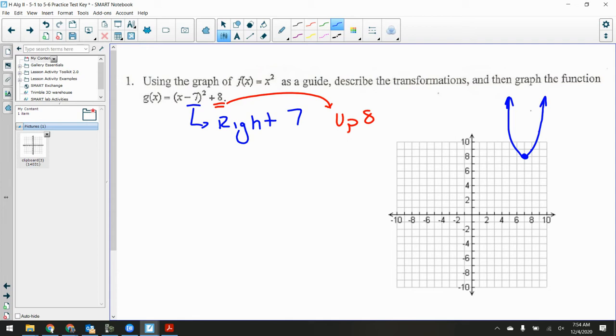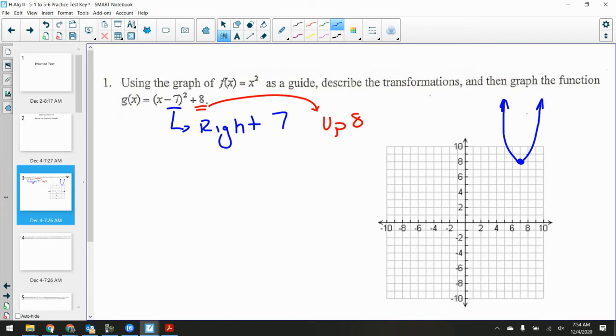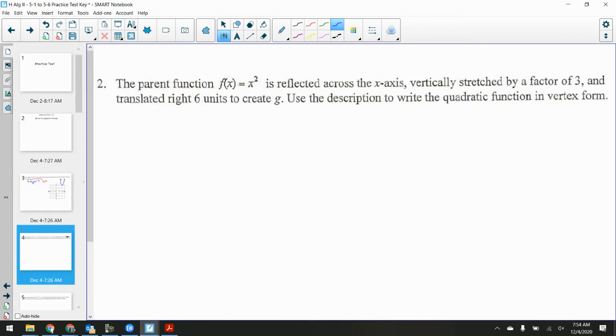Okay. Questions about that? Get there? Okay. Take a look at the next one. The parent function of f of x equals x squared is reflected across the x-axis, vertically stretched by a factor of 3, and translated 6 units to the right to create g. So I'm going to create my new function, and I'm going to call it g of x. Use the description to write the quadratic function in vertex form.